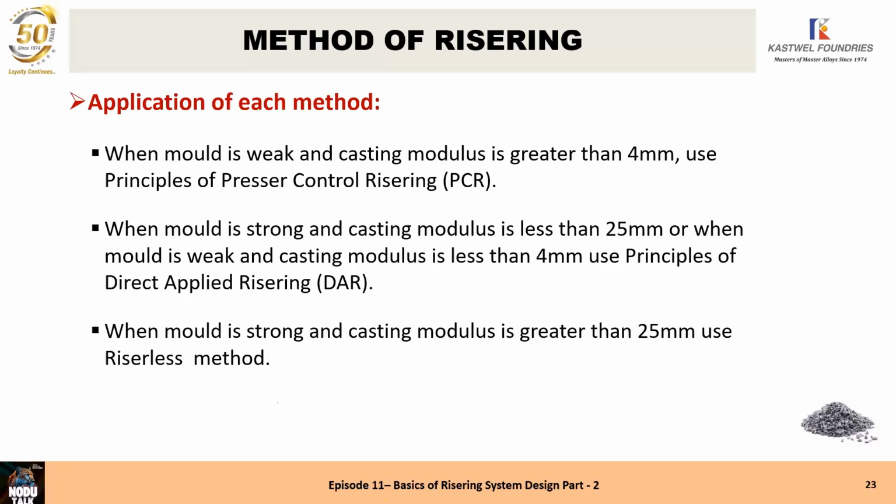So this gives you a clear picture when you get a new casting drawing. After you apply the machining allowances, the draft angles, and we are ready to design a gating system, that is when you determine the modulus of the casting and you know what method of molding you are going to use. You know the mold is weak or strong. You know the modulus of the casting. So knowing the modulus, mold quality weak or strong, you can decide which principle of risering you have to use to design the riser for your cast. Pressure control risering, directly applied risering.